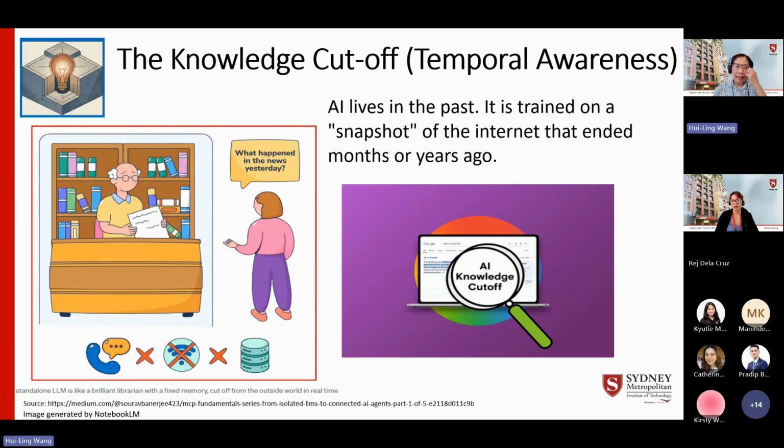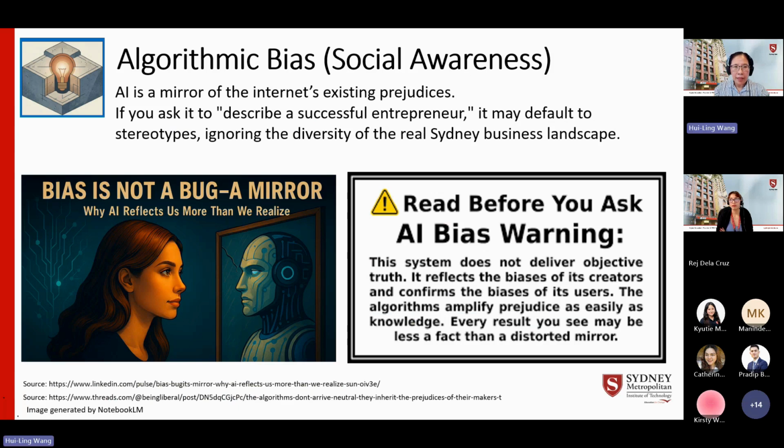There's one nice metaphor which I like. It says AI is just like a librarian. They know a lot of information, but they don't go out, so they don't really know what's happening right now. So you need to be careful. AI lives in the past. It is trained on a snapshot of the internet that ended months or years ago. This is algorithm bias, which is also a huge research topic about social awareness.